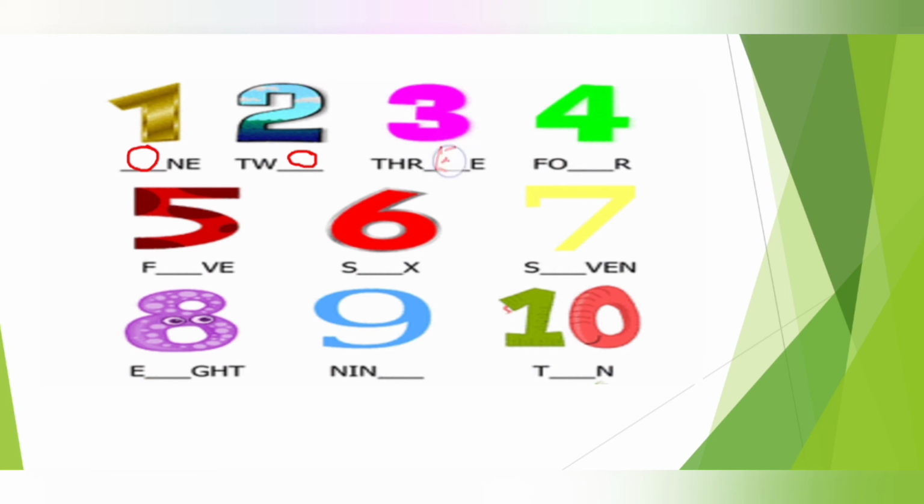In the number 4 number name, what is the missing letter? F-O-U-R, right? U is missing. In the number name 5, what is missing? I, F-I-V-E. In the number name 6, I is missing. In the number name 7, E is missing. S-E-V-E-N. In the number name 8, I is missing. In the number name 9, E is missing. And in the number name 10, again E is missing.